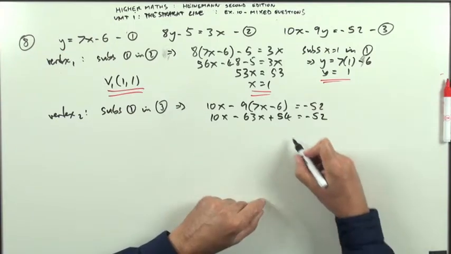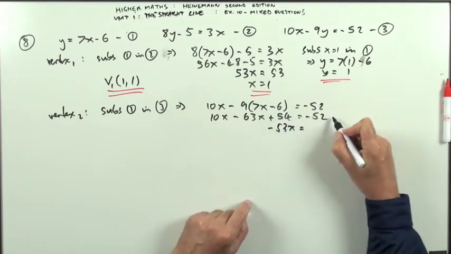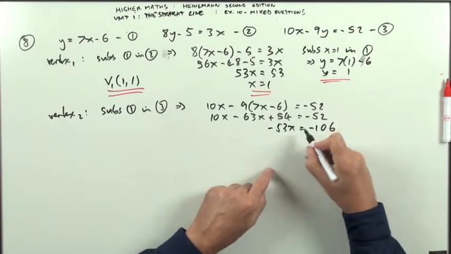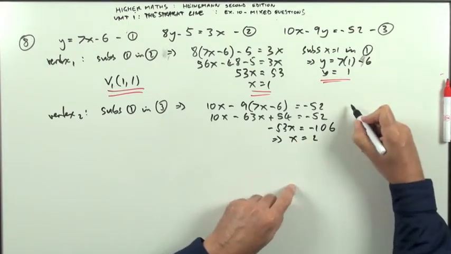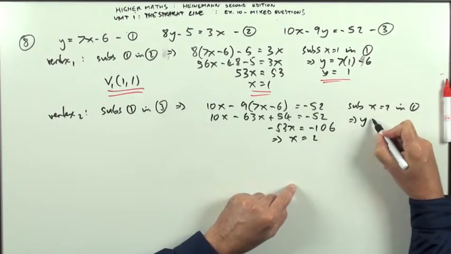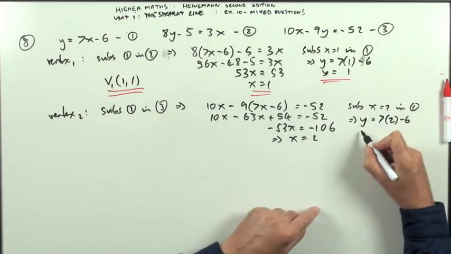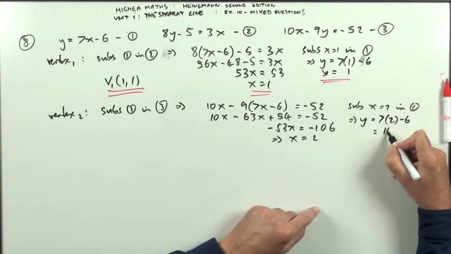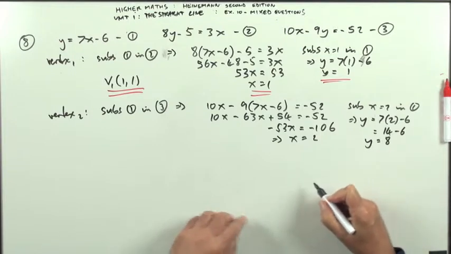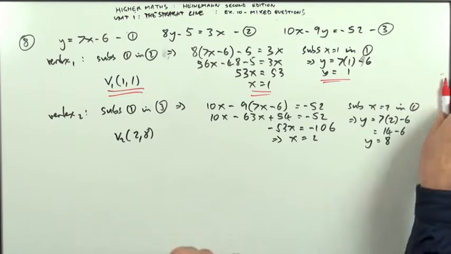So here then I've got negative 53x equals, take that across, that's negative 54, so it's negative 106. That's fine because that's just two of them, so x equals 2. And then substitute x equals 2 in 1, which means 1 is going to read 7 times 2, take away 6. So that's 14 take away 6, so y is going to be 8, which means the second vertex is going to be (2, 8).